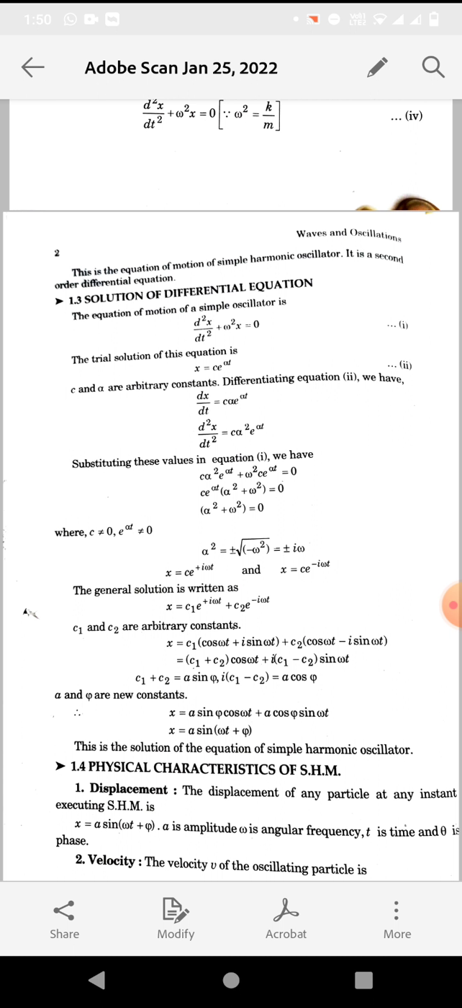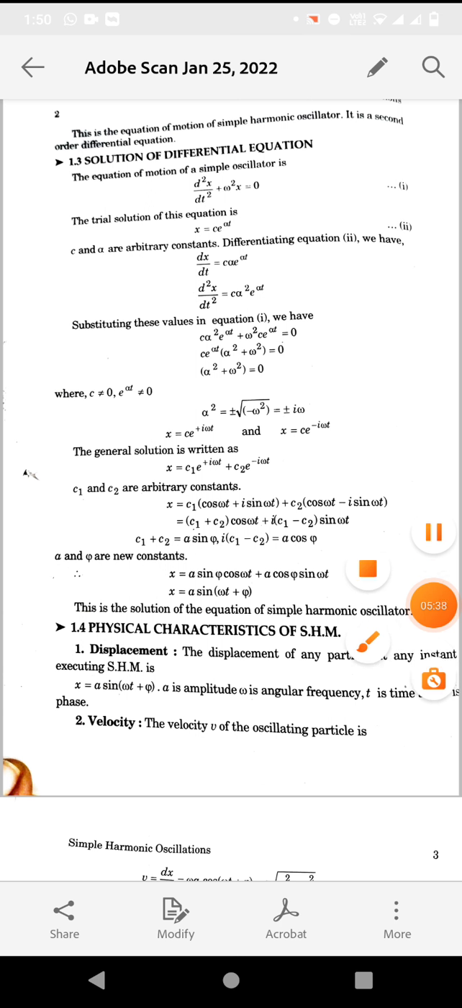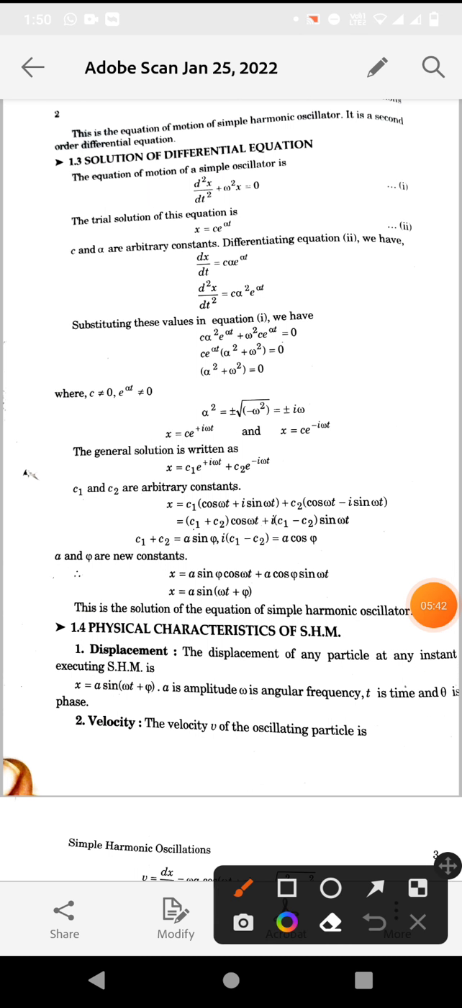So by simplifying, we get two x values. We get this type of two x values: x is equal to c into e power plus i omega t, and x is equal to c into e power minus i omega t. In general, we take the combination of these two equations, that is x is equal to c1 into e power plus i omega t plus c2 into e power minus i omega t. This is the general solution for the simple harmonic oscillator equation.